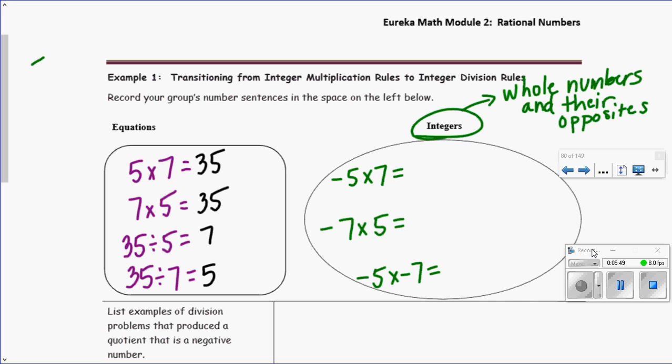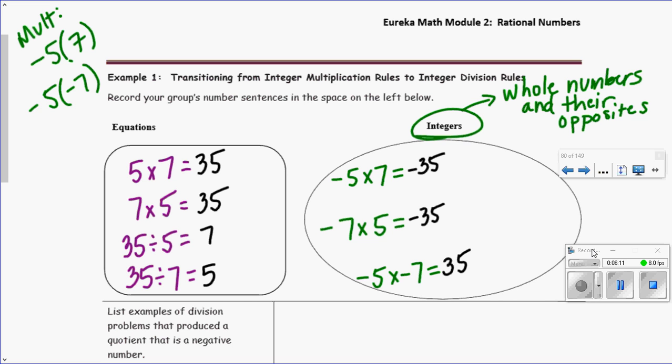And by the way, don't forget, if you see it like this or like this, there's no sign between those two numbers. That also means multiplication. Okay, go ahead and answer those 3 questions there in green. Okay, did you get -35, -35, and +35? Why is the last one positive? Because they have the same sign.